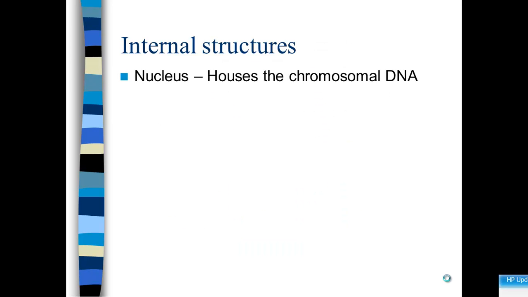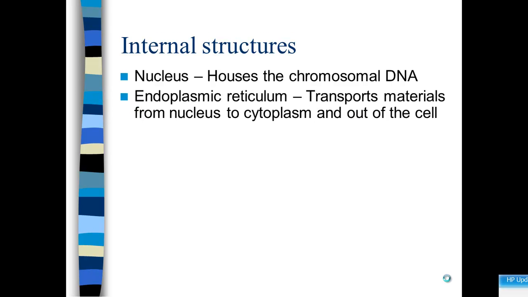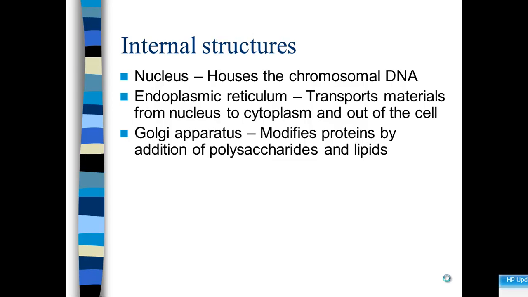Okay, so then we move on to internal structures. First of all, the nucleus. The nucleus houses chromosomal DNA. Okay. Endoplasmic reticulum transports material from the nucleus to the cytoplasm and out of the cell. Golgi apparatus is downstream of the endoplasmic reticulum. It also, with the endoplasmic reticulum, they both modify proteins through the addition of polysaccharides and lipids.